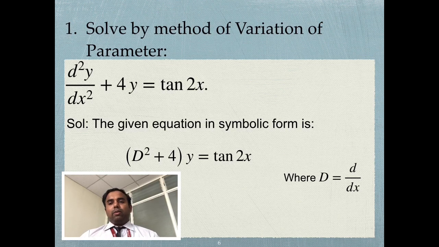So the first step, as I told you, is about finding the complementary function. Initially we will write the given equation in symbolic form. In symbolic form, it reduces to (d square plus 4) y is equal to tan 2x. And of course, when I say d, d represents d by dx, right?